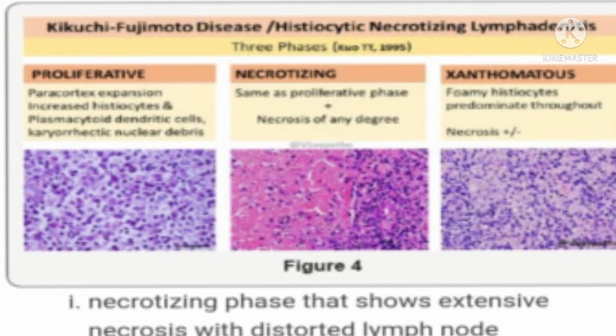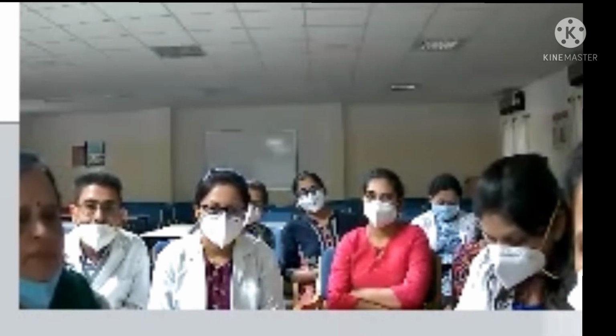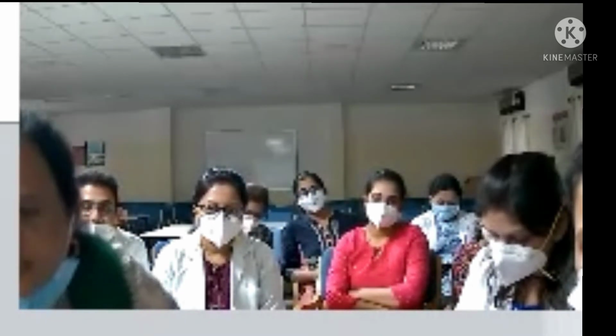So the necrotizing phase shows extensive necrosis with a distorted lymph node. The picture which Rajeshri showed was only a part of the lymph node. So what is the last phase? What do we see if it is xanthomatous? Foamy cells, yeah, with the resolution of necrosis. You have to read this so that you will know about the immunohistochemical staining of these cells.